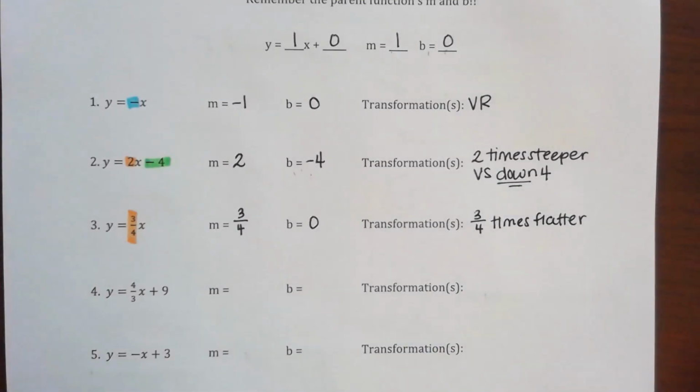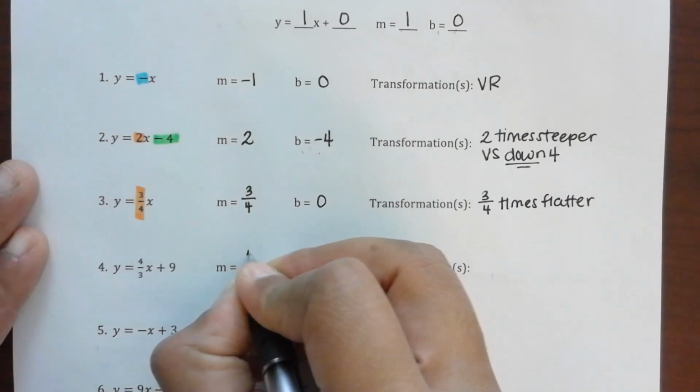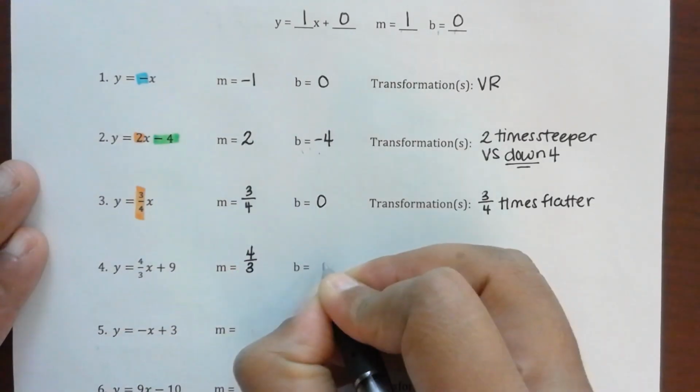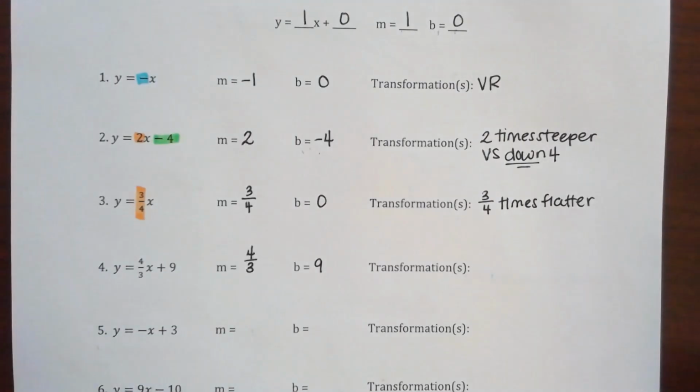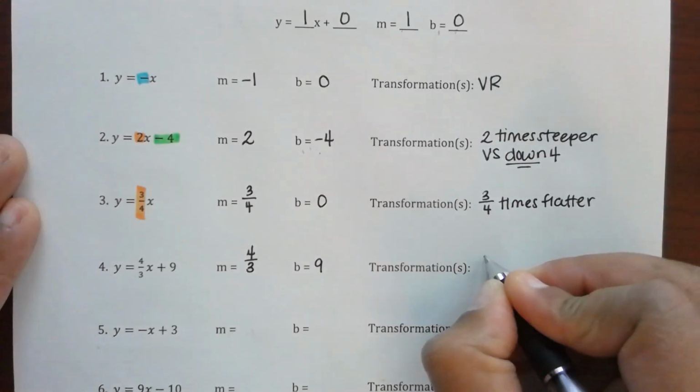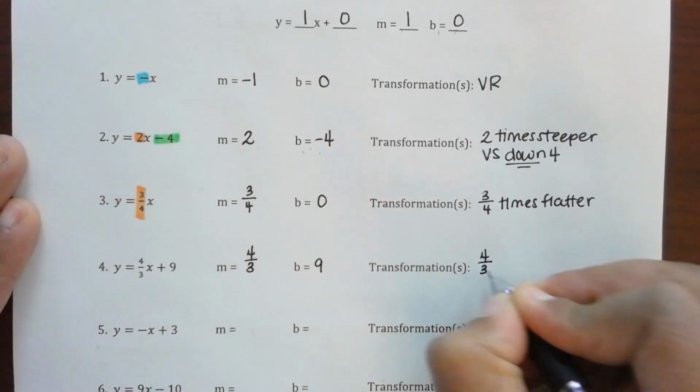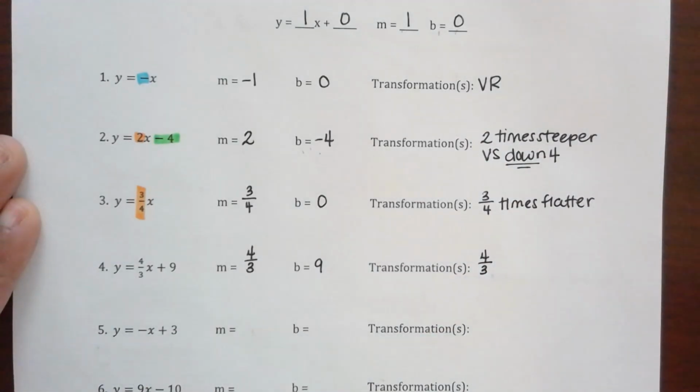Look at number 4. Y equals 4/3 x plus 9. What is my slope? 4/3. What's my b? So, do I see multiple transformations here? What's the first one I see? 4/3 what? Is that my first section, second, or third? Second yet again because it affects M.